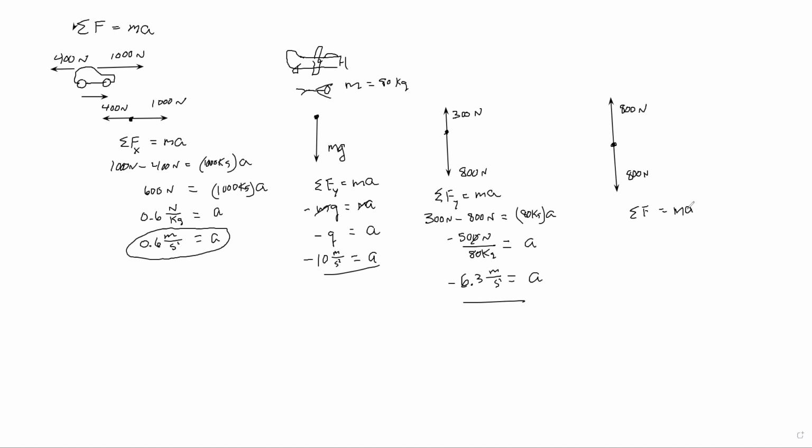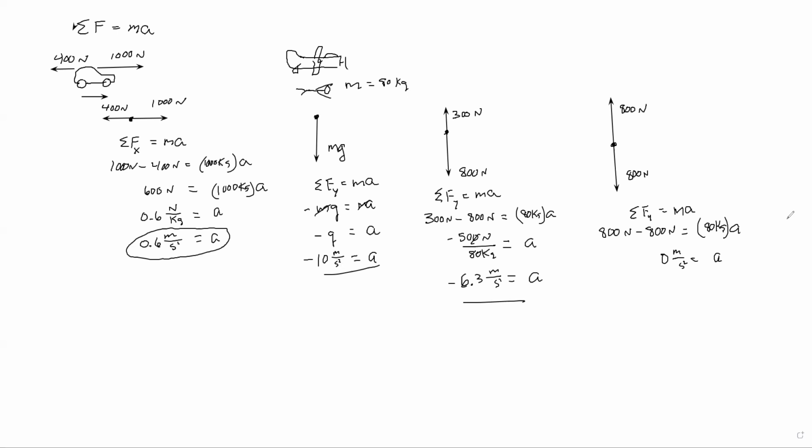F equals ma. This is going to be in the y direction. We have 800 newtons going up, 800 newtons going down, is equal to the mass of 80 kilograms times a. And you can see right here that a is going to equal 0. This person moves at a constant velocity. And this is called terminal velocity.